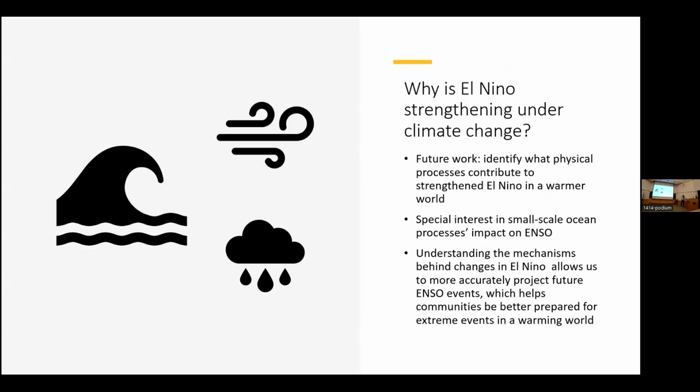So the next question in future work, we want to know why El Niño is strengthening under climate change. So we want to identify what physical processes contribute to a strengthened El Niño. And particularly, I want to focus on small-scale ocean processes like mixing. And we want to understand this because if we understand the mechanisms behind changes in El Niño, we can better predict future extreme events, and that helps people better prepare for extremes.